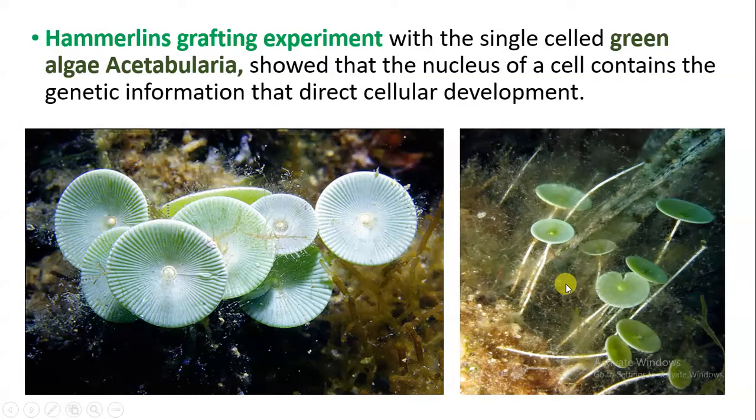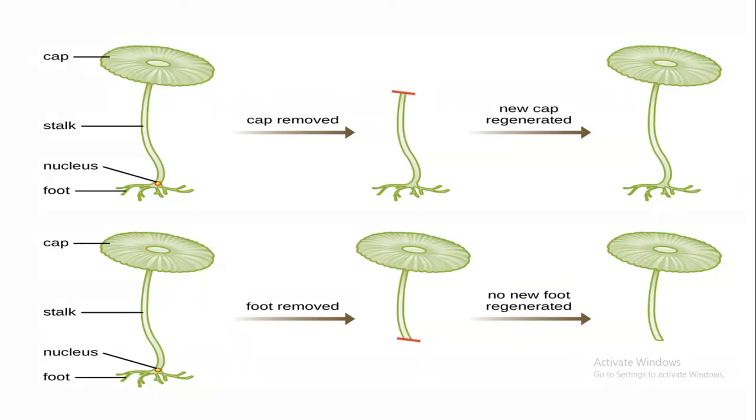As we know, the nucleus is the one which controls the vital activities of the cell. In Acetabularia also there is a nucleus which will control all the vital activities and all the cellular development. So here is the experiment. As you can see, the Acetabularia is unicellular; this is the cap, this is the stalk, and in the foot region there is the nucleus.